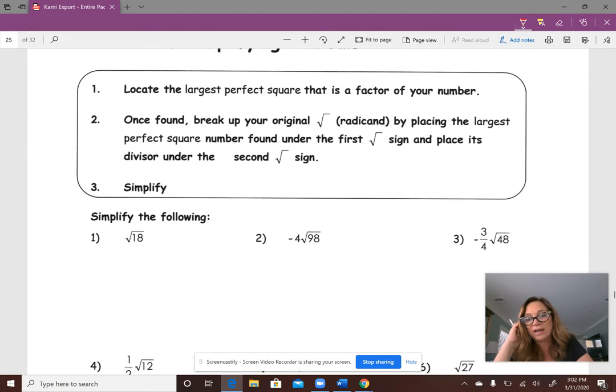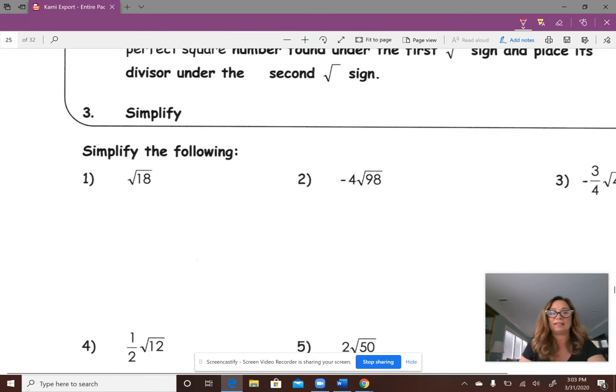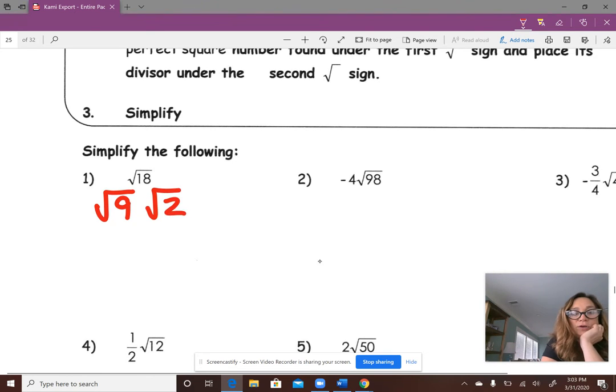So I've got 1 and 18, which is cool. 1 is a perfect square, but 1 is just not going to be useful in this situation. And then the next one I have is 2 and 9. And 9 is helpful because that is a perfect square. So what I do is I rewrite this as radical 9 times radical 2. I put the perfect square first because that's what's going to become the coefficient once I simplify it. And that gives me 3 radical 2.